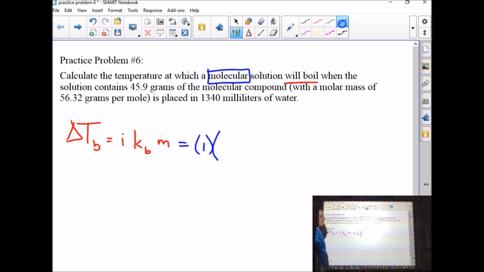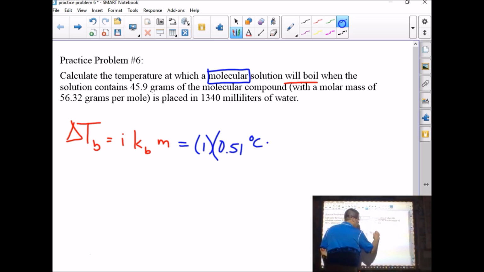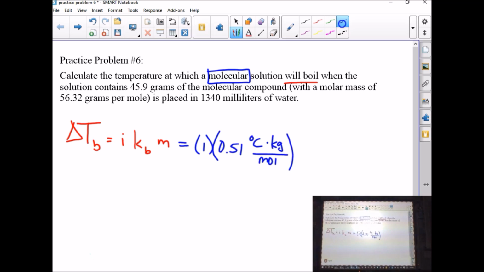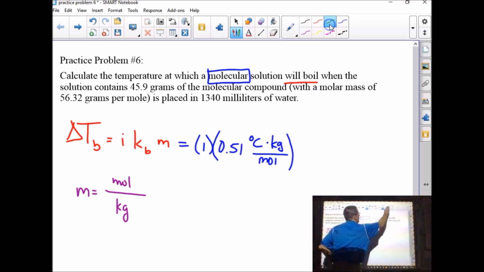And are we boiling or freezing? Boiling. So the constant for boiling, is it the 0.51? Thank you for the confirmation. Okay. And then molality, how are we going to find out what the little m is here? Yeah, so you got to find out what it is. So to find out molality, we have to find out, first of all, how many moles per kilogram. How are we going to find moles of this? There you go.